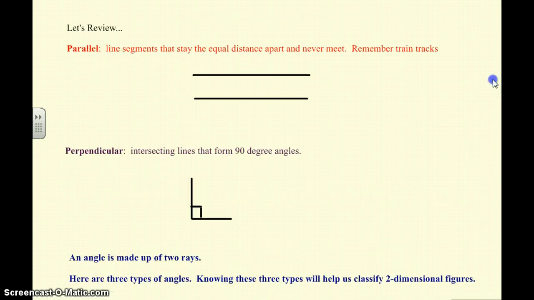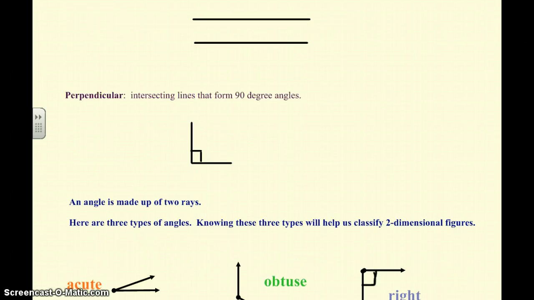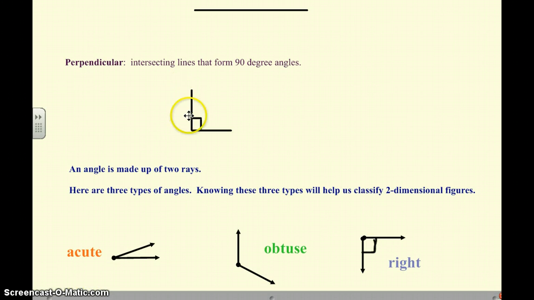Okay, quick review. So we have parallel lines that are the same distance apart and never meet, train tracks. Perpendicular, intersecting lines that form 90-degree angles. So think timeout. And then three angles, acute baby angle, 90 degrees or less. Obtuse, obese angles that are 90 degrees to 180 degrees. And then we have the right angle, which forms a 90-degree angle.